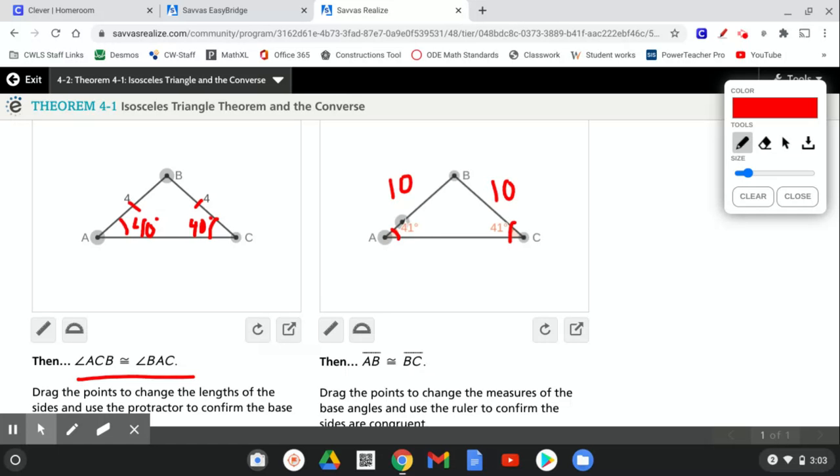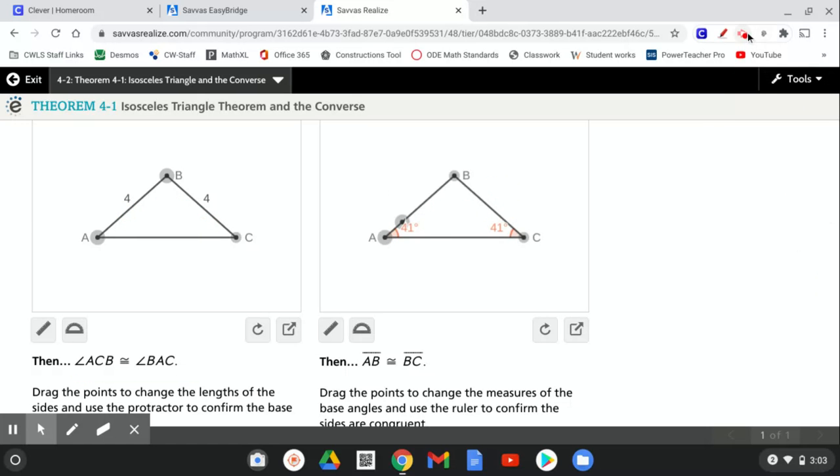So in this case, the sides opposite this angle are that side and that side. Same thing here, we have that side and that side. So the sides opposite the congruent angles are going to be the congruent sides. And it goes in reverse too. The angles opposite the congruent sides are congruent as well. Okay, so let's do some examples.